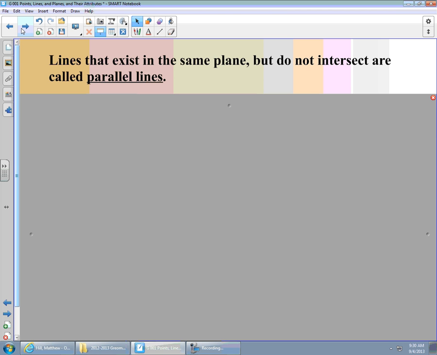Okay, now we've got some basic definitions that you've already heard from Once Upon a Time as well. One of them is parallel lines. A lot of you had the old definition of that, that parallel lines are simply lines that do not touch.